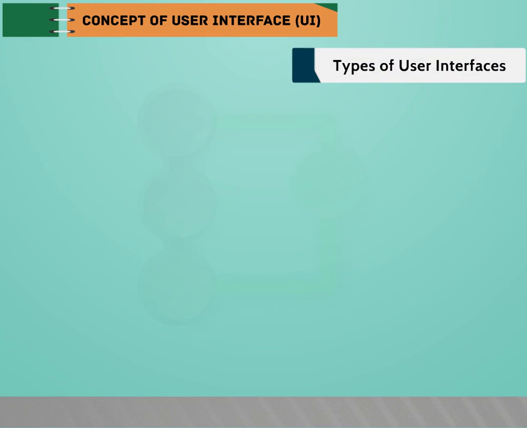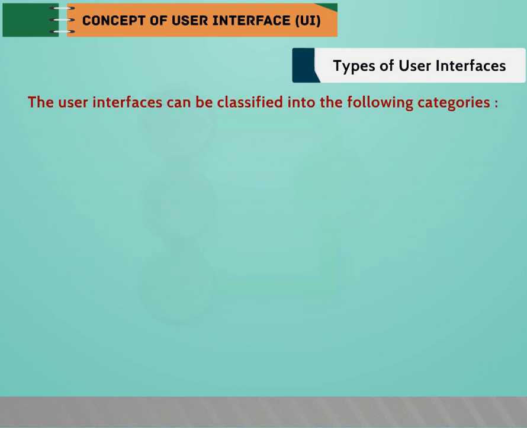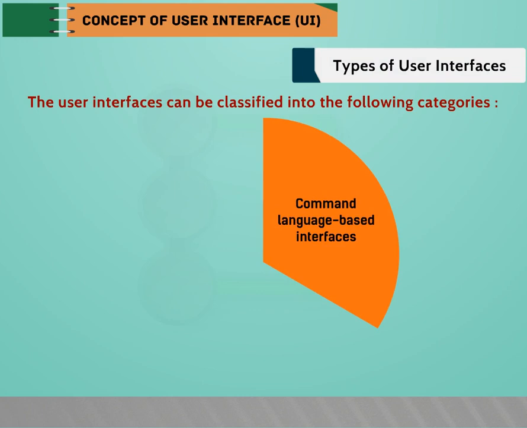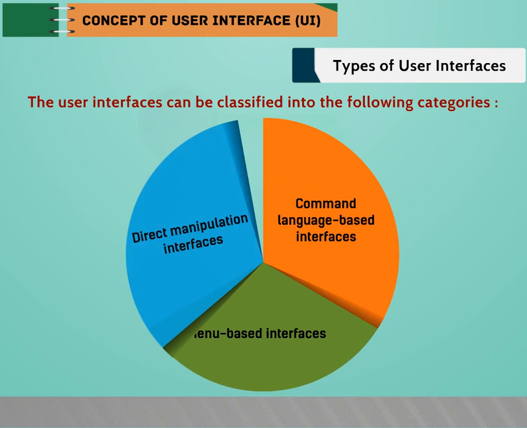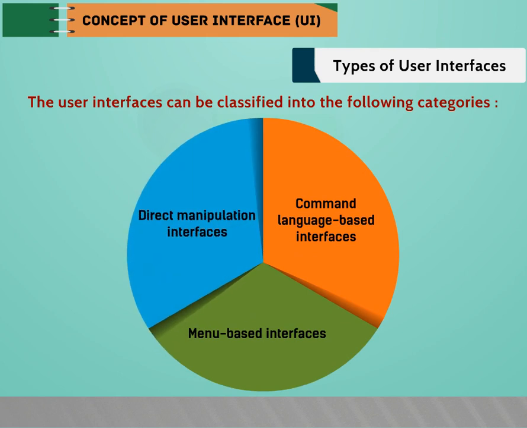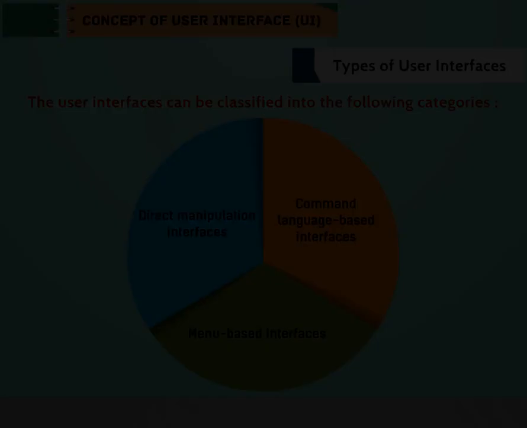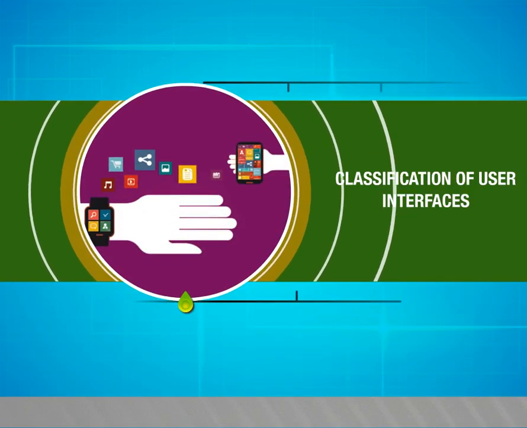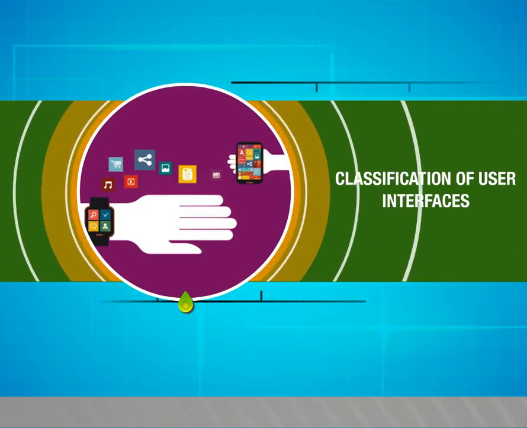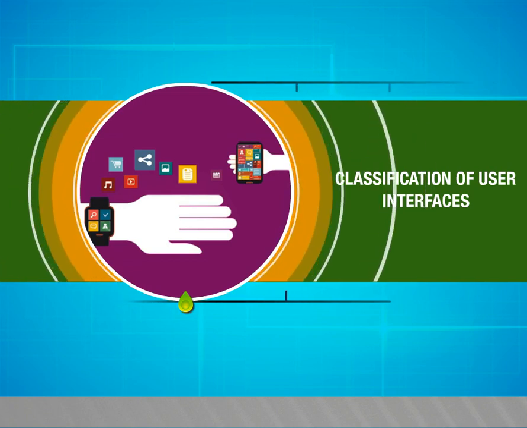Types of user interfaces. The user interfaces can be classified into the following categories: command language-based interfaces, menu-based interfaces, direct manipulation interfaces. Classification of user interface. In this video, we are going to see about classification of user interfaces.